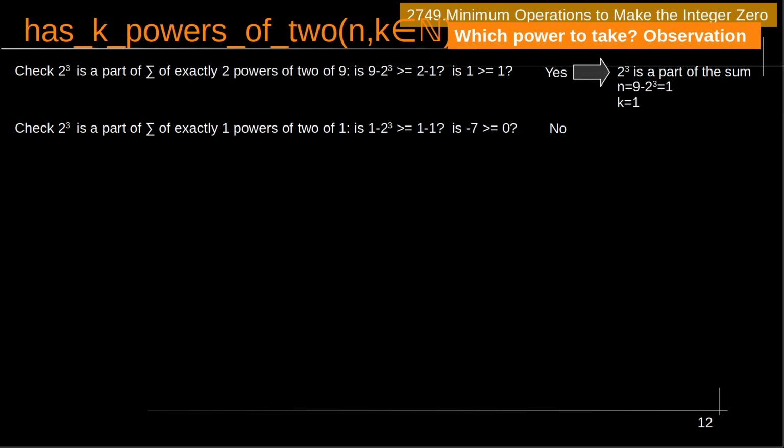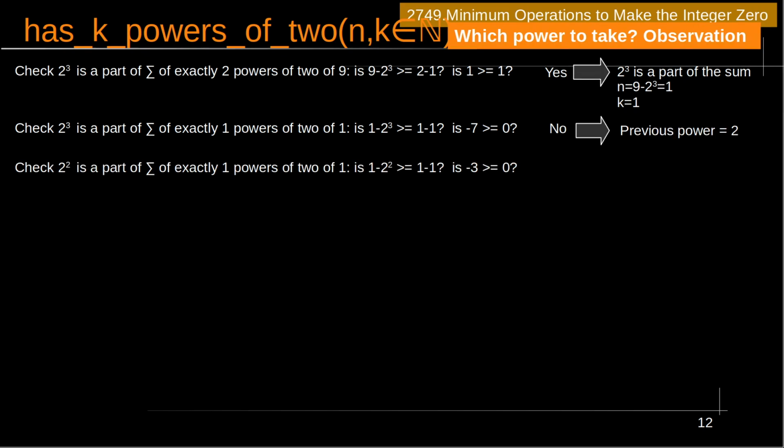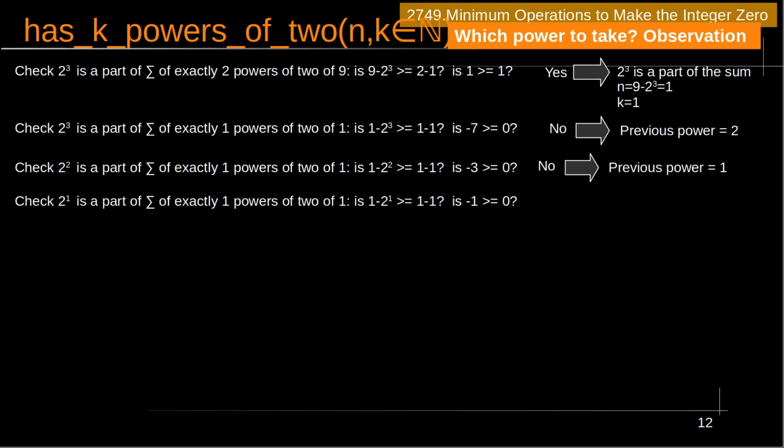Check if it is 2 power 3. The answer is no. Check if it is 2 power 2. The answer is no, because n is equal to 1. Last one, the last power here, where n is equal to 1. 1 minus 2 power 2 is greater than 0? The answer, of course, minus 3 is not greater than 0. Go to the next power, which is 1. Is 2 power 1 a part of the sum of 2 of 1? The answer is no here also.